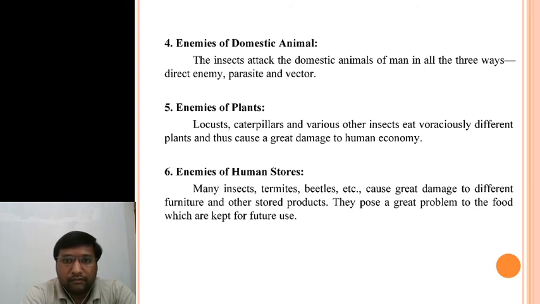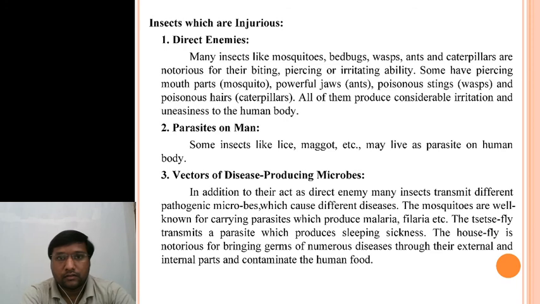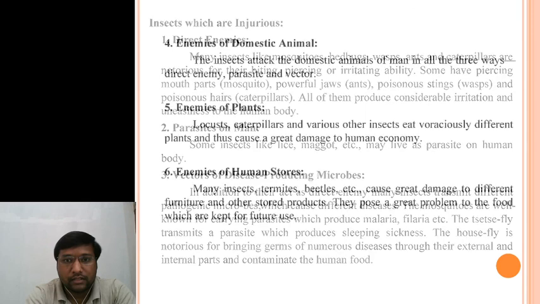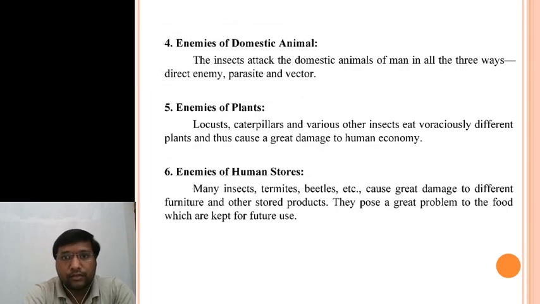Then last, enemies of human stores. Many insects like termites, beetles, etc. cause great damage to different furniture and other stored products, and also cause problems to food kept for future use. So insects which are injurious: direct enemies, parasites on man, vectors of disease producing microbes, enemies of domestic animals, enemies of plants, enemies of human stores.